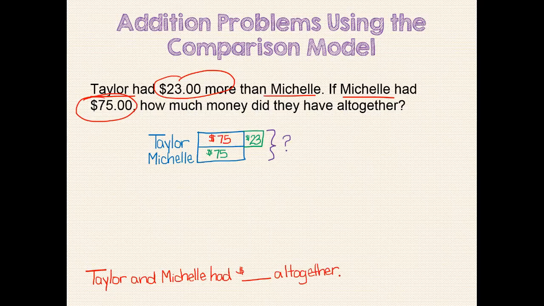Looking at our model, we can see that in order to total the money, we multiply 75 times 2 and add 23. 75 times 2 equals 150, and 150 plus 23 equals 173. Taylor and Michelle had $173 altogether.